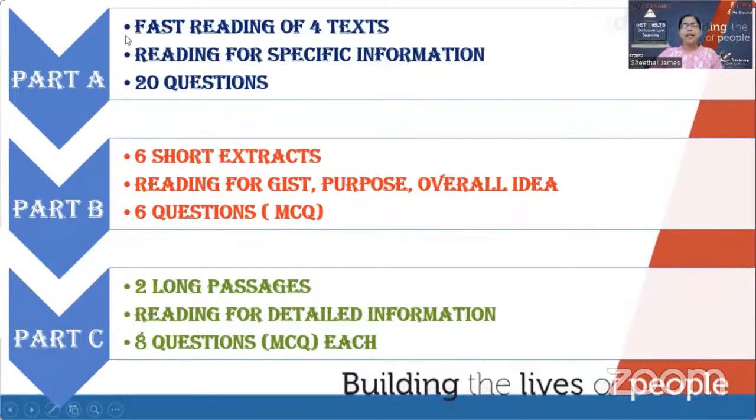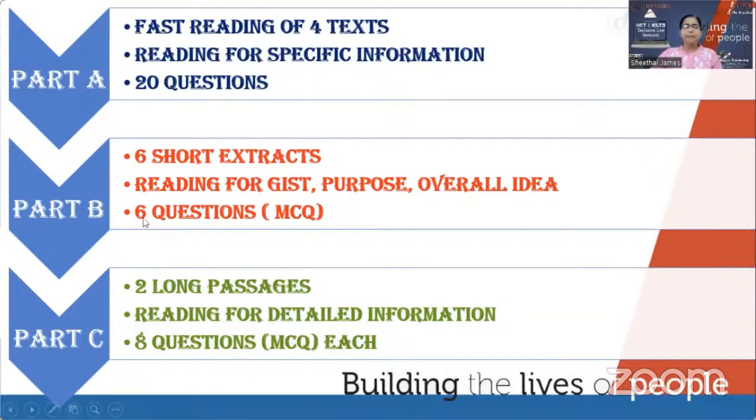This is just a brief explanation regarding each part. In Part A, there will be 4 texts, which you need to read very fast. Here you will be reading to get some specific information. You will just glance quickly; you need not read the entire passage. There will be a total of 20 questions which you need to complete in 15 minutes.